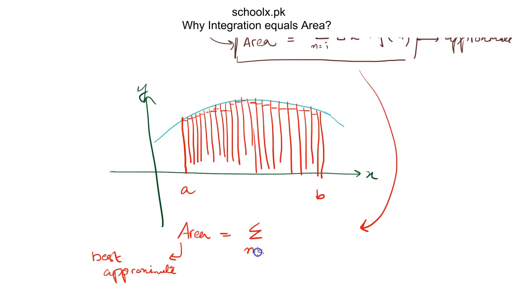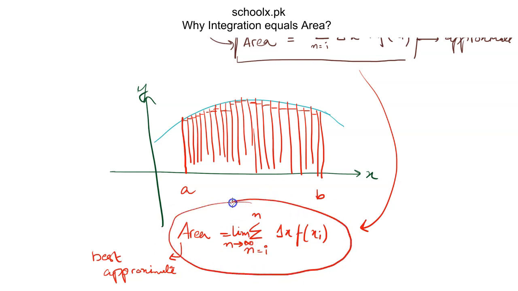We'll start from i equals 1, and we'll move till n, and we'll do delta x into f of xi, but with the limit n approaching infinity. Alright, get it? So this is the true logic, or the actual formula, of integration.